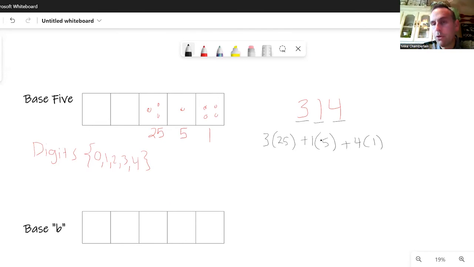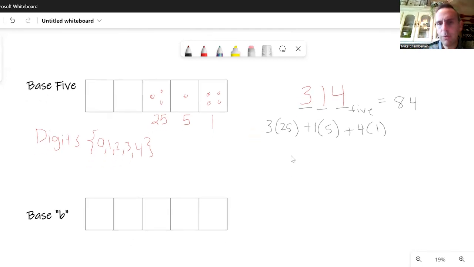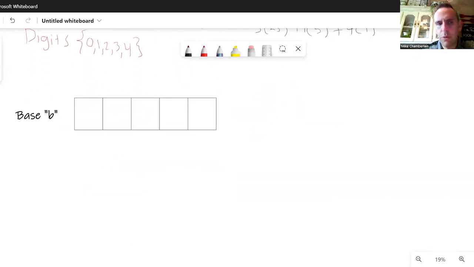If I wanted to find the total value of this number in base 10, I would have to add all of that up. 3 25s is 75, plus 5 more is 80, plus 4 more is 84. And so what we learned is 314 in base 5 is the same number as 84 for us in base 10. In general, to close this out, if we have any base, I'll call that base B.